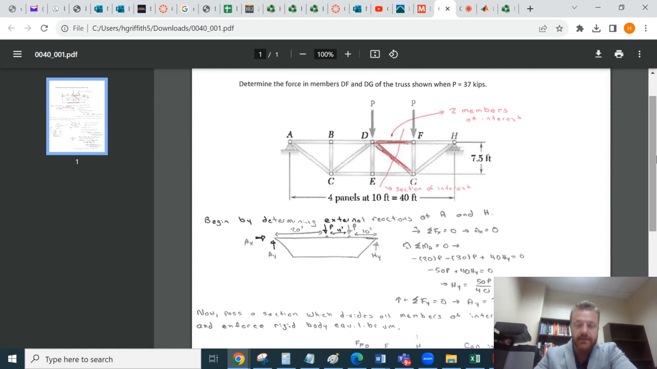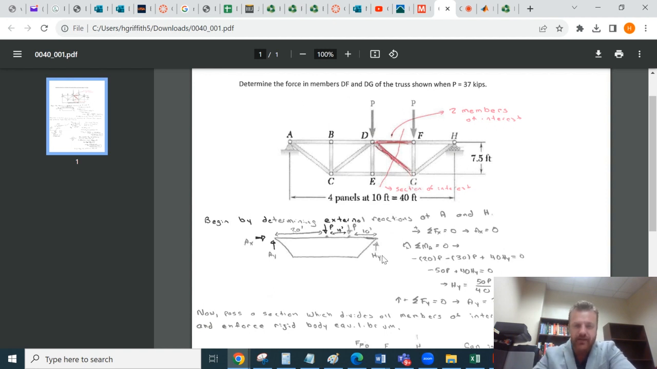So just like method of joints, the first thing that you want to do when you're attempting to solve a problem using method of sections is to determine the external reactions. And those are going to be at point A and point H. You probably see that it's going to be easier once you pass your section and break the truss into two to use the right-hand section of the truss. So really the only reaction you need is the vertical reaction at H.